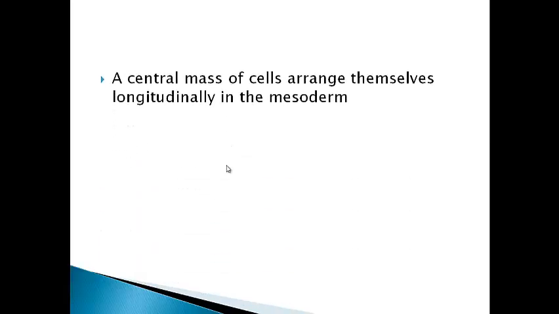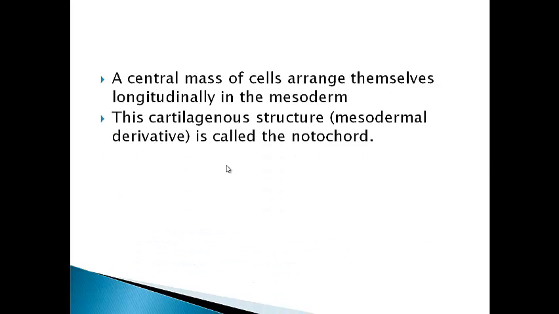Now, once the 3 layers have been formed, within the mesoderm, remember that's the middle layer, a group of cells form their own separate mass and arrange themselves longitudinally within the mesoderm. Longitudinally basically means along the length of the disc. This structure, which comes from the mesoderm, is referred to as the notochord.